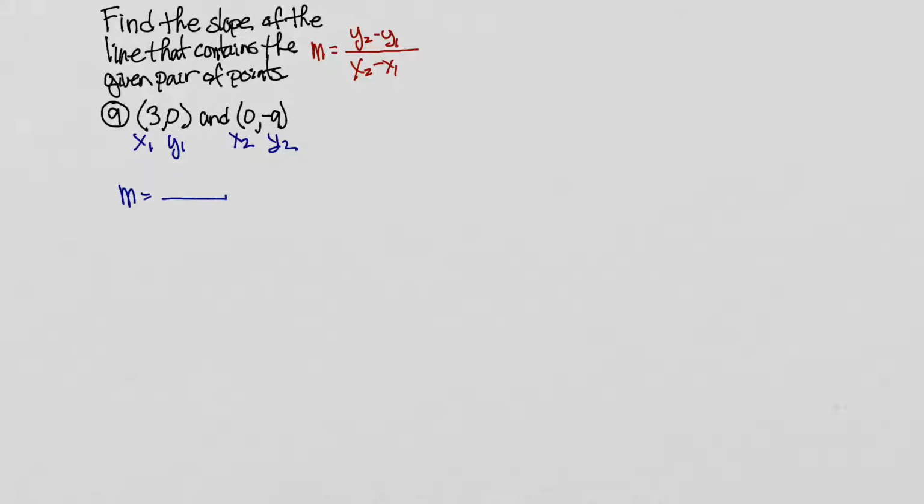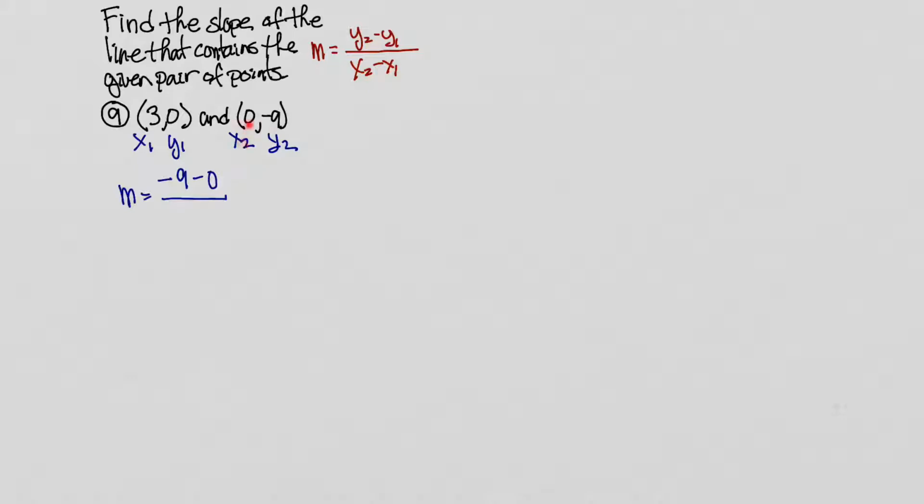So m is equal to, now here's what the formula says, second y minus first y. All right, so this is going to be down here now. The second y minus the first y. Well, the second y is negative 9 minus the first y, which is 0. So it's going to be negative 9 minus 0, right? Makes sense? Second y is negative 9, first y is 0, over, right, over second x minus first x.